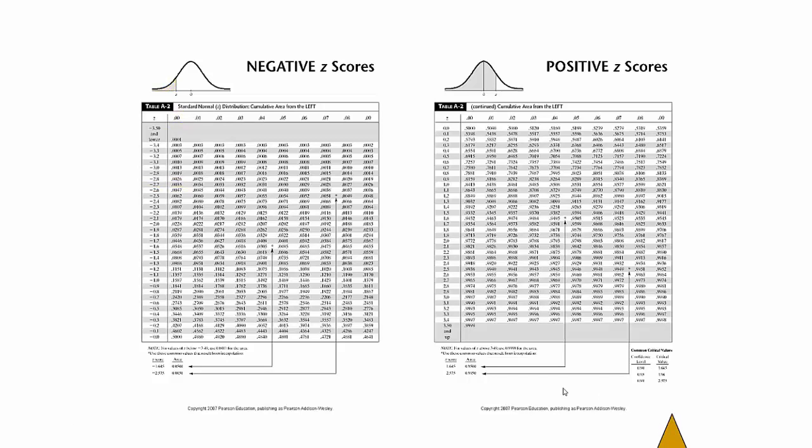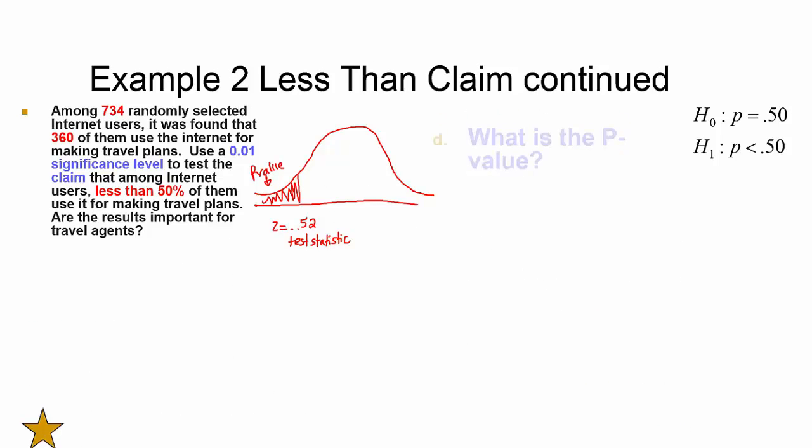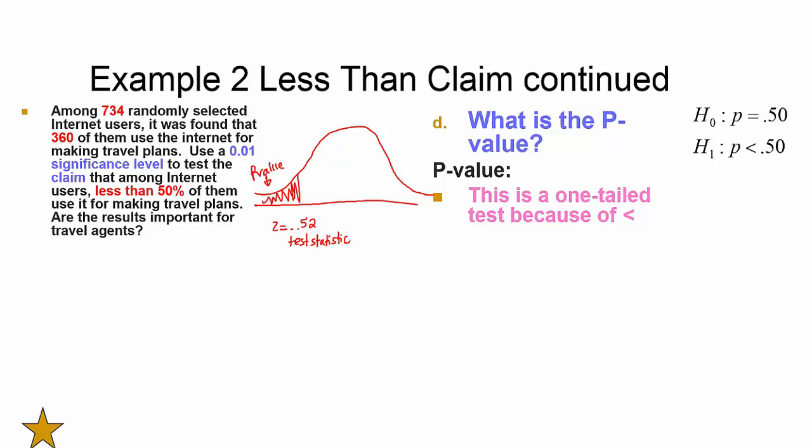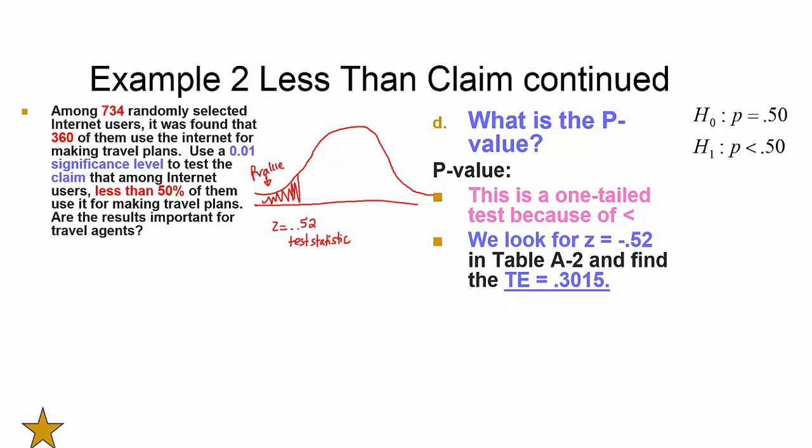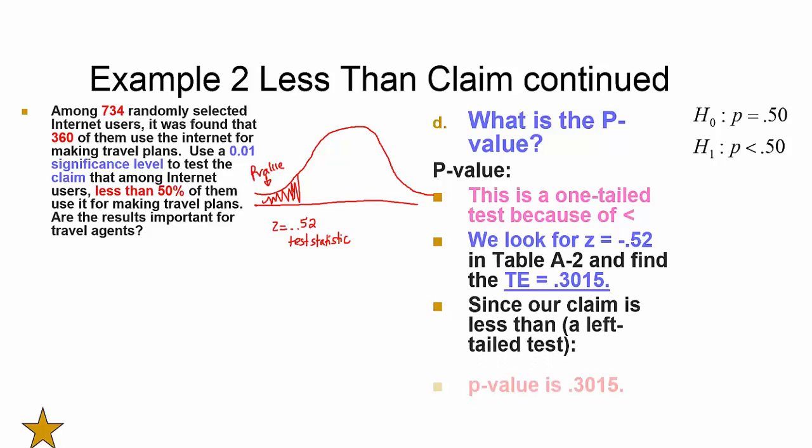Okay, so let's go ahead and go back to that problem and put that in to our next step. So this is a one-tailed test because of the less than. We looked up z is negative 0.52 in our z table and found that the table entry is 0.3015. So since our claim is less than and it is a left-tailed test, that is our p-value. It's area under the curve to the left of the z.